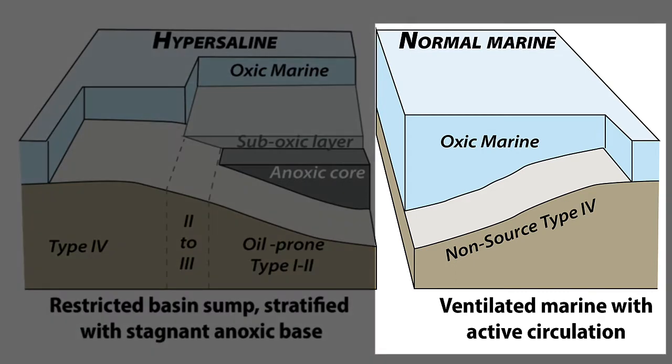Under normal marine situations, we tend to find that we have significant and efficient bioturbation and consumption of the organic matter. And so what we tend to find is that we only get oxidized organic matter, the non-source type 4 organic matter, accumulating on the floor of that system.